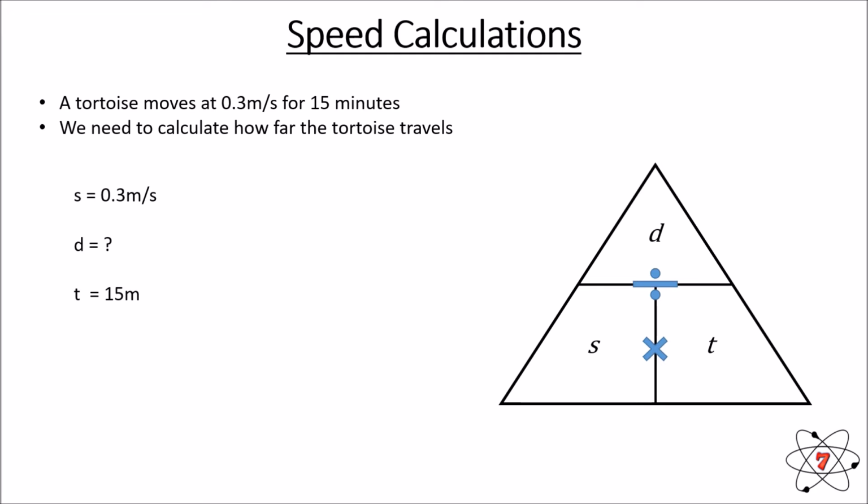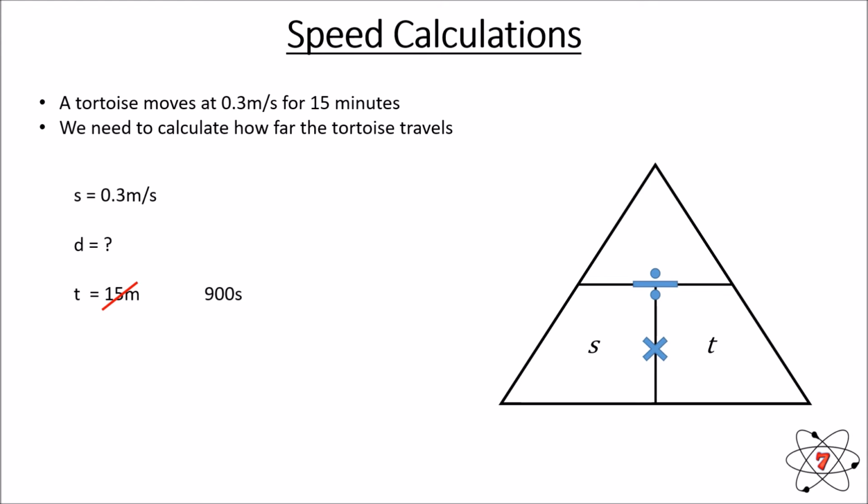So because speed is in meters per second, we want to convert time into seconds as well. We know that there are 60 seconds in a minute. So if we multiply 15 minutes by 60 seconds, we are left with 900 seconds. So there are 900 seconds in 15 minutes. So this is the unit that we're going to be using: 900 seconds, not 15 minutes.